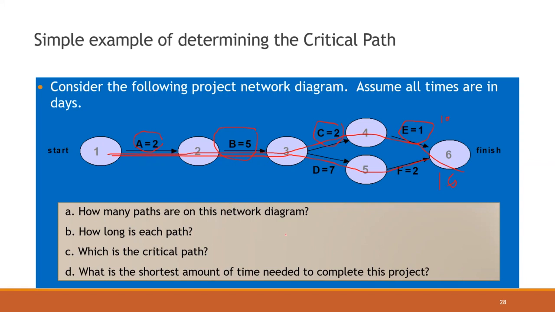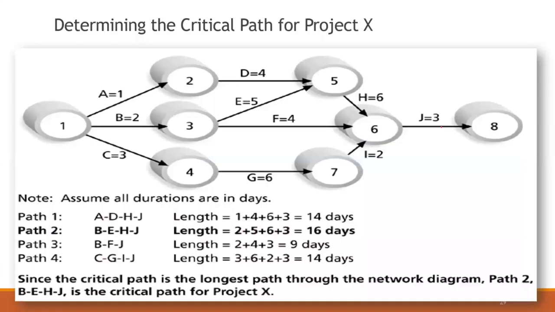So first question, how many paths are there in the network? There are 2 paths. How long is each path? Path 1 is 10, path 2 is 16. Which is the critical path? Path 2, which we got as 16, because it is the longest path. And what is the shortest amount of time needed to complete the project? That is 10.